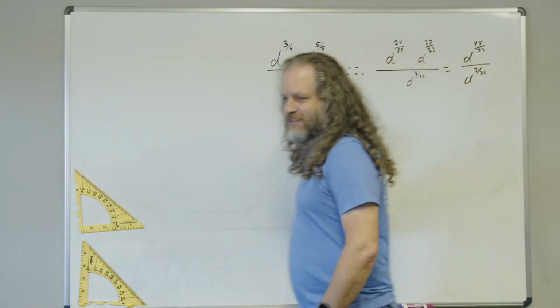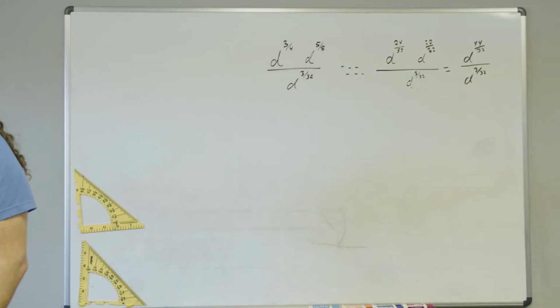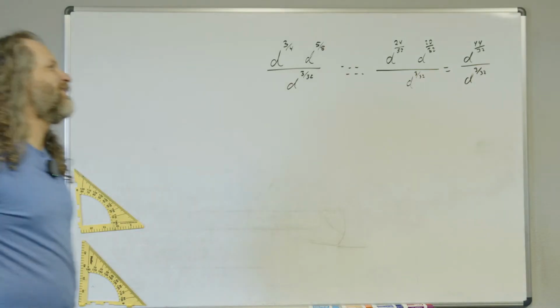We have like bases divided. What do we do with those exponents? We subtract them. What is 11/8 minus 3/32? 41/32.